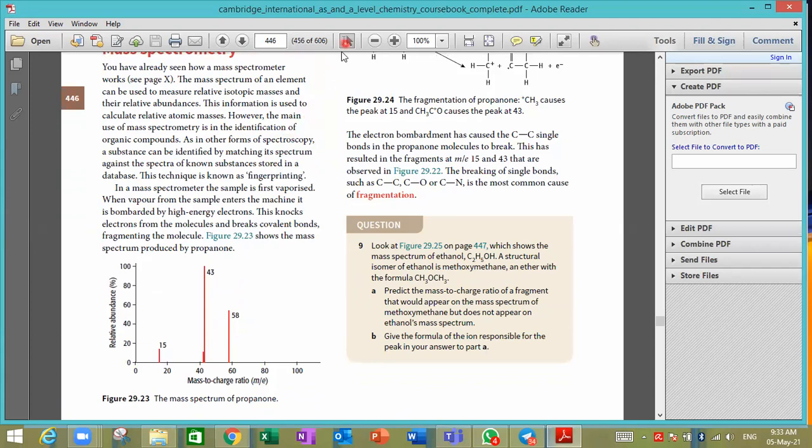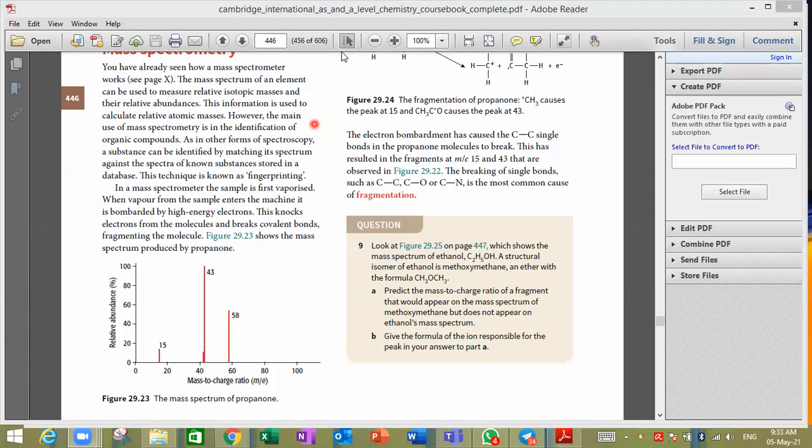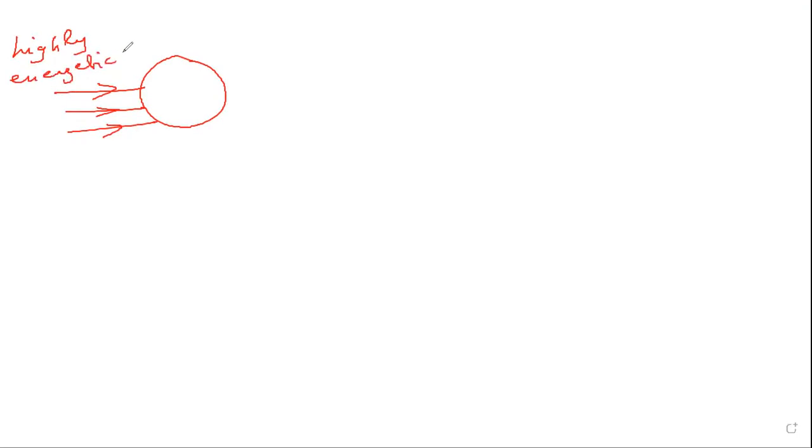As we studied, maybe, I don't know if you remember or not, in mass spectrometry, our molecule is subjected to a high stream of highly energetic electrons. And when these electrons strike the molecule, an electron will be ejected from this molecule, and the molecule will be transformed to a positive ion. It will form a positive ion.